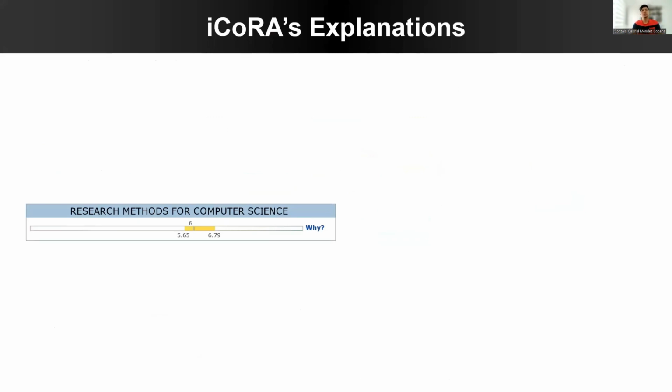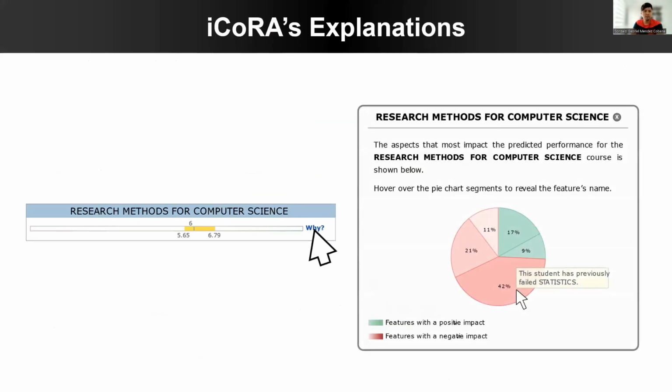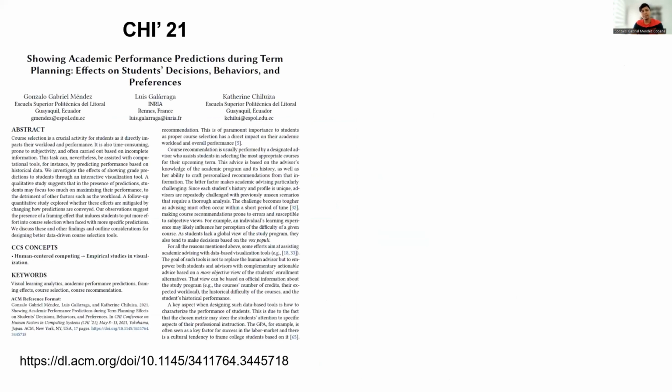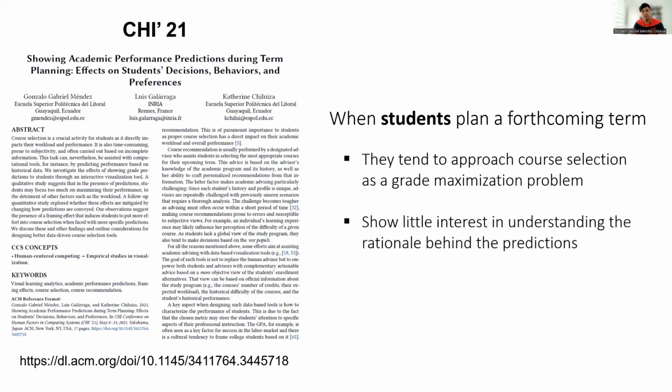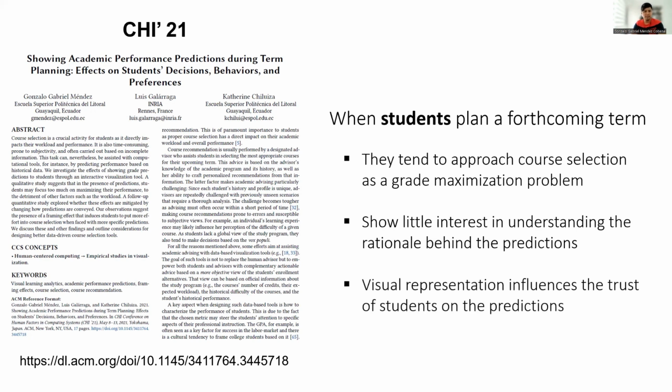Each grade prediction is shown with a Y button that enables users to see the positive or negative contribution of the different features used by the tool's predictive models. In a CHI 2021 paper, we investigated the effects that ICORA had on students when they planned a forthcoming academic term. We found that when using the tool, students tend to approach course selection as a grade maximization problem. They also show little interest in the explanations provided by the tool, and we also found that the visual representation used to convey the grade predictions influences how much students trust the tool.